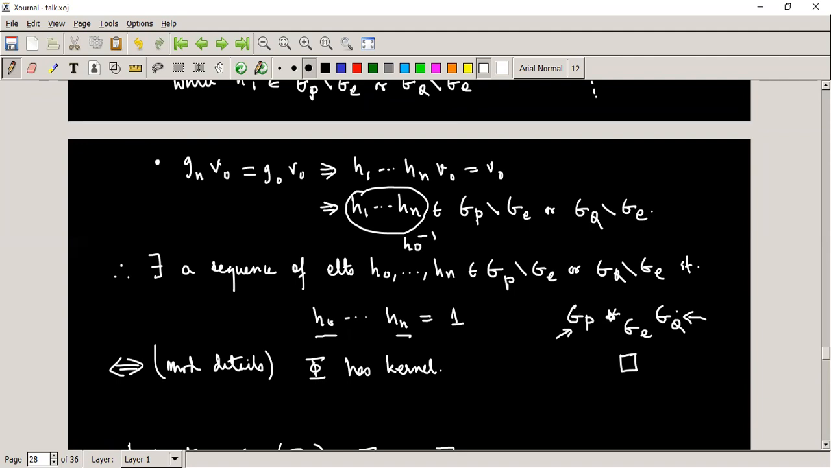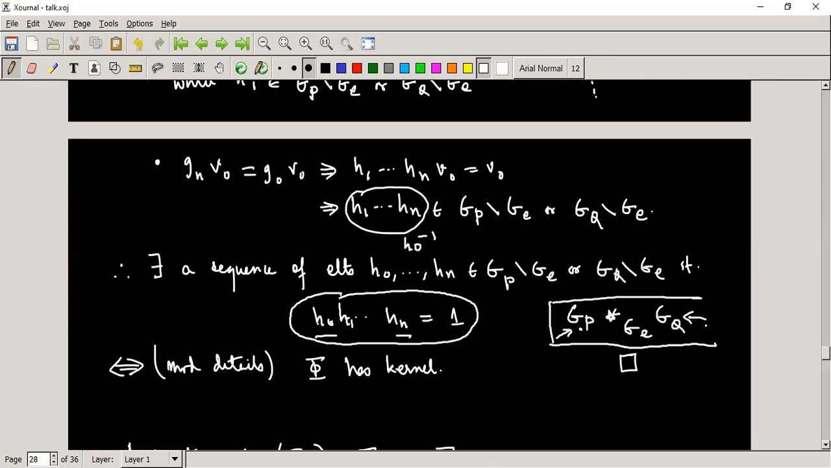Also, H0 and H1 do not belong to the same group at the same time, right? Because they alternate, the edges are alternating. So consecutive elements of this product do not belong to the same group. If H0 belongs to GP, H1 belongs to GQ. So you get a word which is a product of elements from each of these groups in the amalgamated product, but none of them are in both, and consecutive pairs do not belong to the same group, yet the product is identity. This can never happen. If you think about it, this can never happen in an amalgamated product.